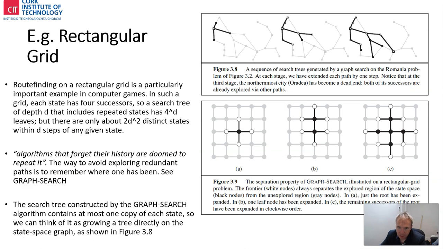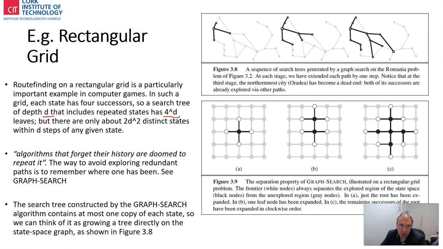Now if I go on to the next slide, rectangular grid. Route finding on a rectangular grid is a particularly important example in computer games. In such a grid, each state has 4 successors. So a search tree of depth d that includes repeated states has 4 to the d leaves, but there are only about 2d squared distinct states within d steps of any given state.